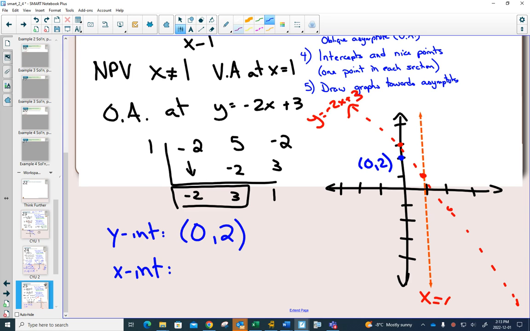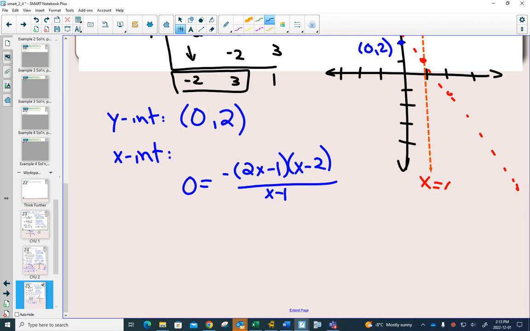X-intercepts, plug in 0 for y. This equation, once it was factored, so again, the only place a fraction can equal 0 is if your numerators are equal to 0. So you will have an x-intercept at 2, 0 and +1/2, 0. And we can see that by the factors in the numerator. Labeling those.